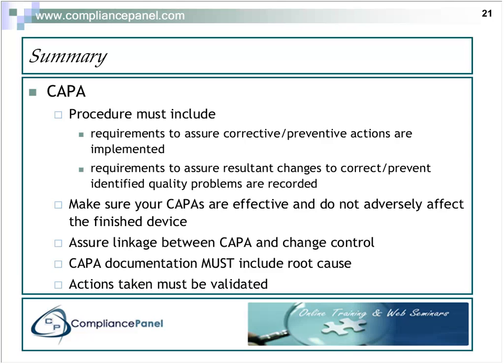You want to make sure that your procedures and your systems both have a direct link between CAPA and change and document control. CAPA is not complete until the documents are changed that evidence the actions in the CAPA. CAPA documentation must include root cause. The CAPA is not closed until your root cause, the cause of the cause, if you will, is documented and completed. And any action you take, you've got to validate the action that you're going to take.